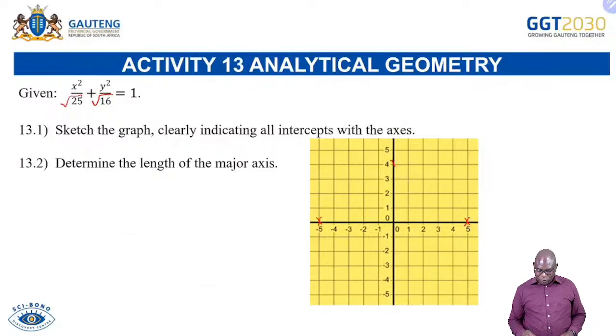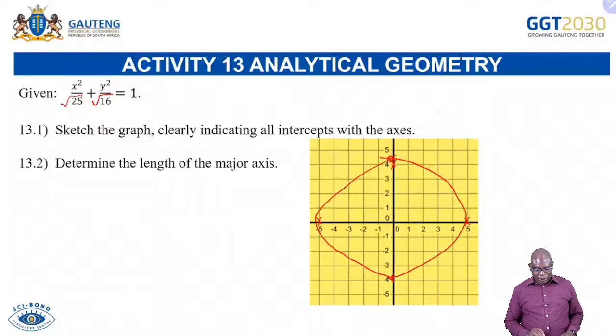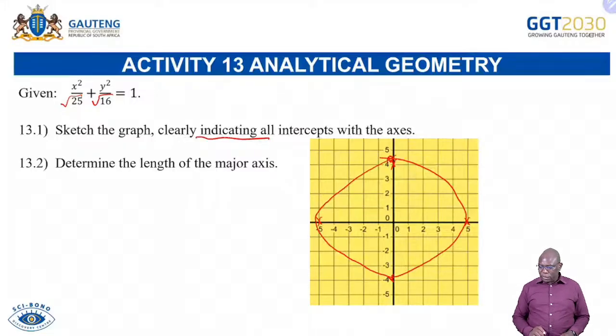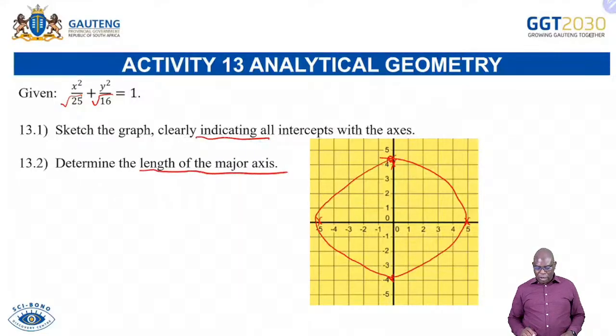On my y, it's 4. Join the points. Have your ellipse done. So in this case, sketch the graph clearly indicating that. Now, this question is a very important question also. Determine the length of the major axis. So the major axis is the longest one here.